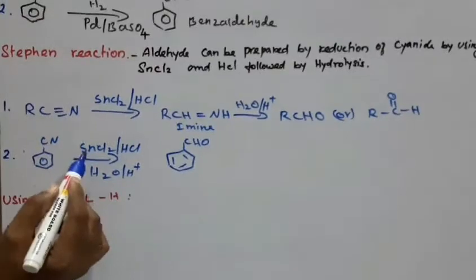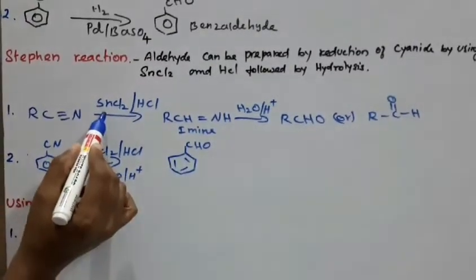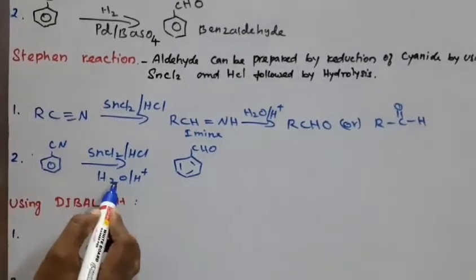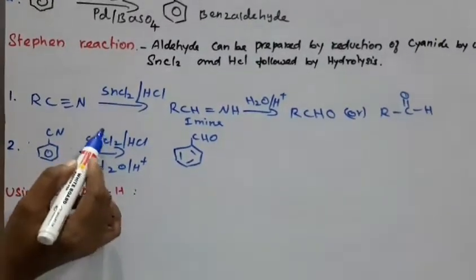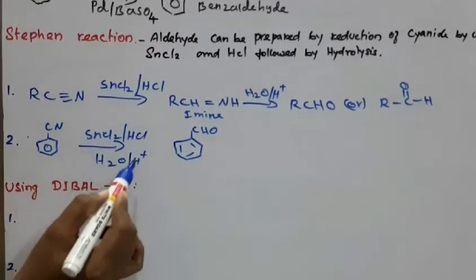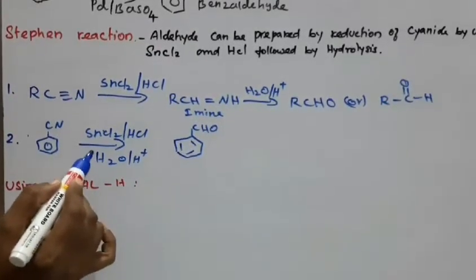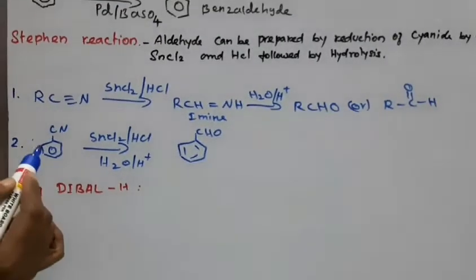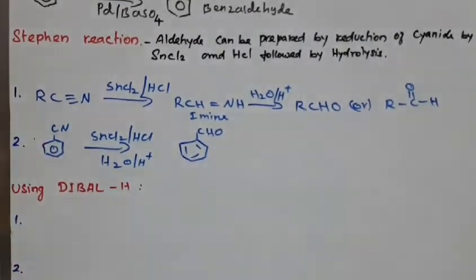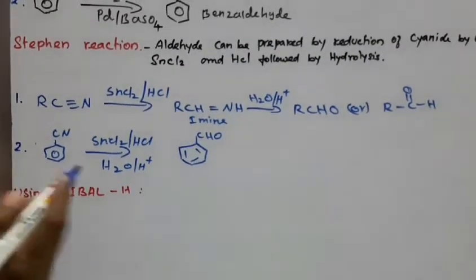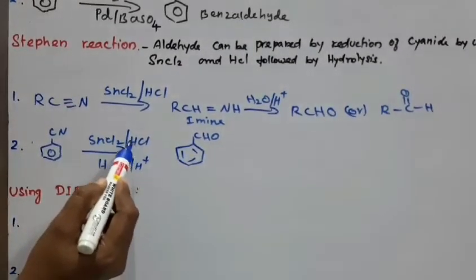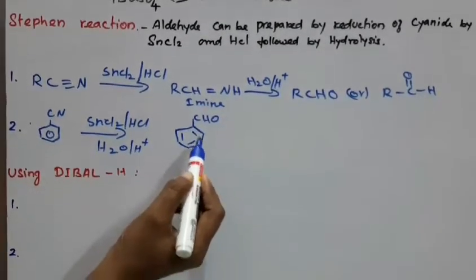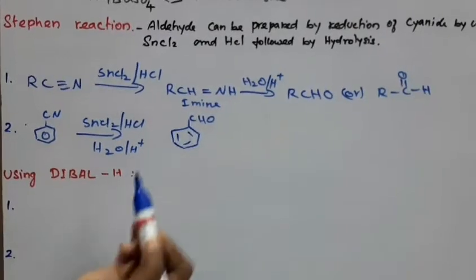So what is the Stephen reaction? The reagent is SnCl2 and HCl followed by water, that is hydrolysis. When you see this reagent in the question paper, you must immediately think of Stephen reduction. Alkyl cyanide or aryl cyanide in the presence of stannous chloride in acidic medium, followed by hydrolysis, produces alkyl aldehyde or aryl aldehyde.